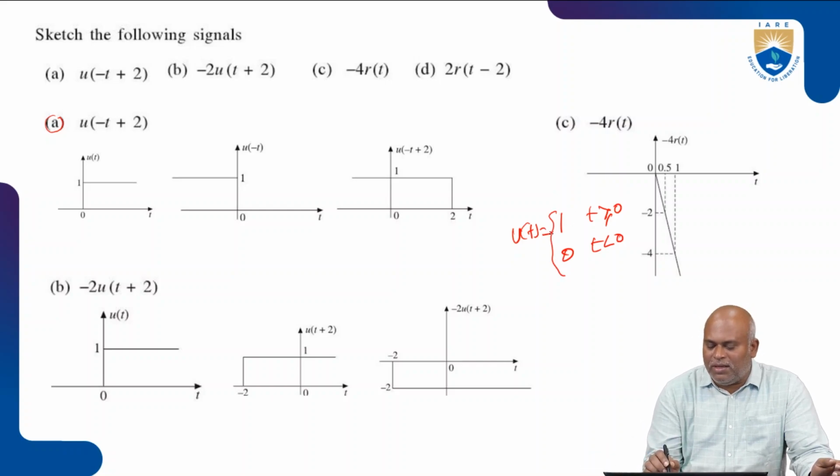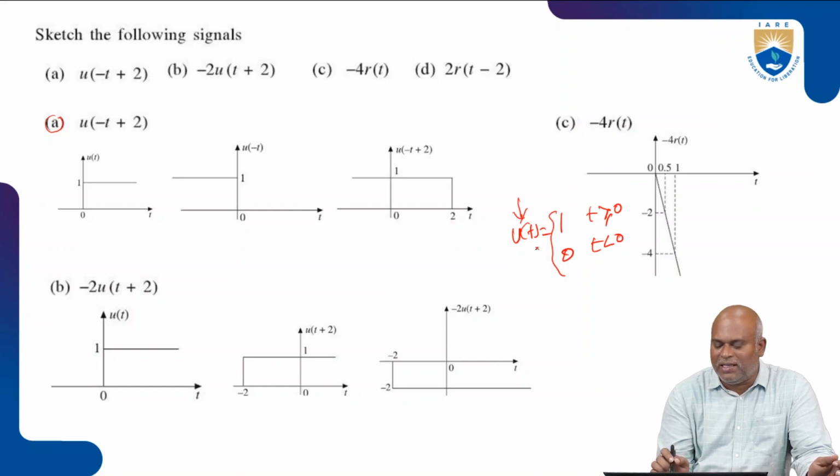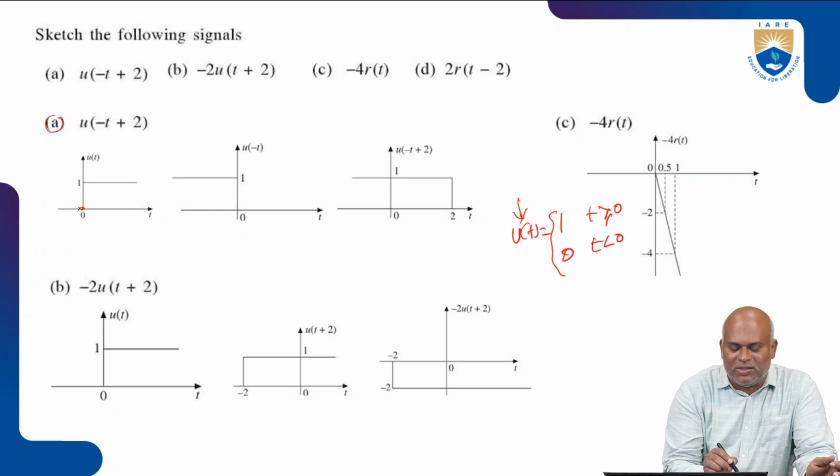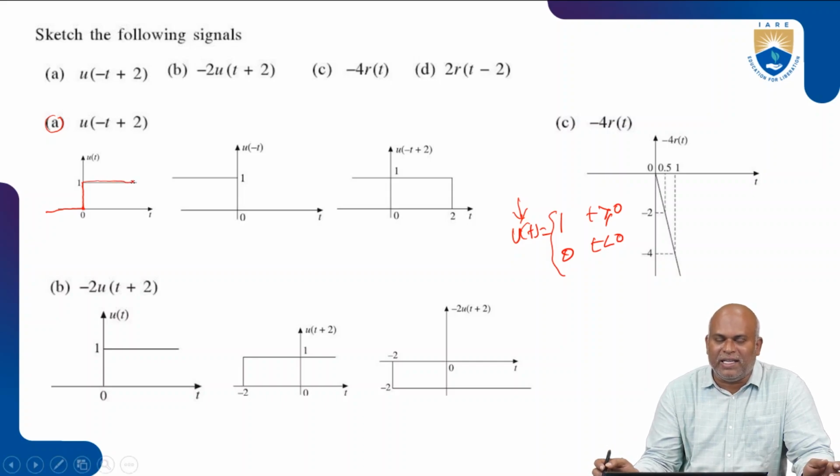Now we should draw this waveform first. So u of t is represented as 1 starting at 0 here. Then after 0, on the minus side all values are represented as 0, and the plus side is represented as 1. This is u of t.